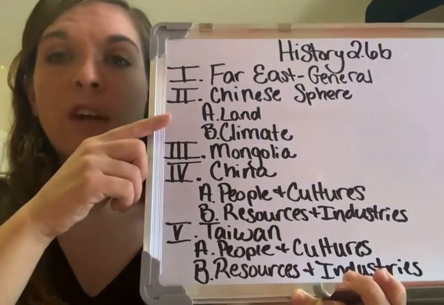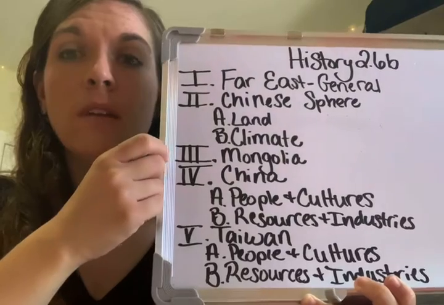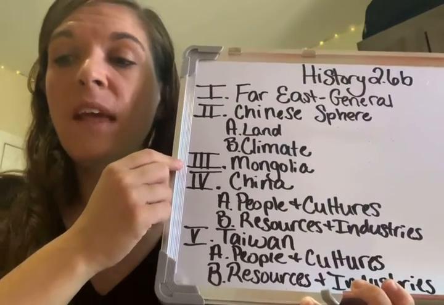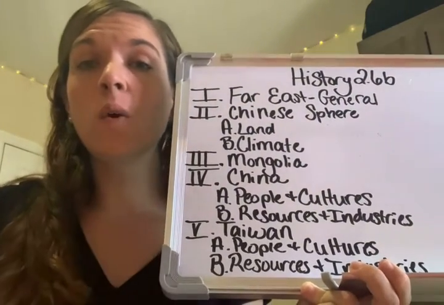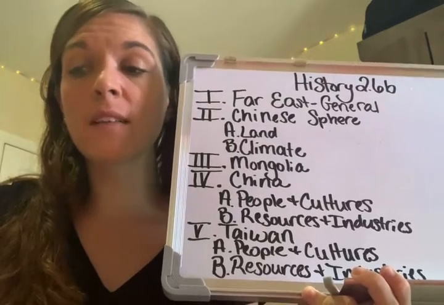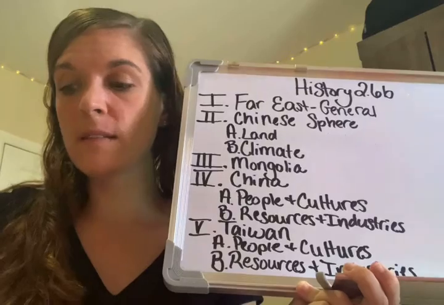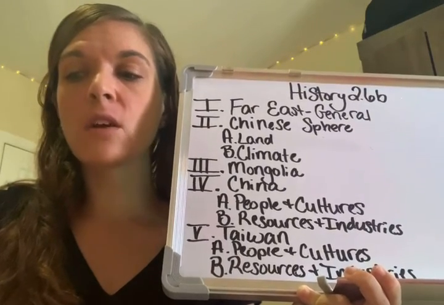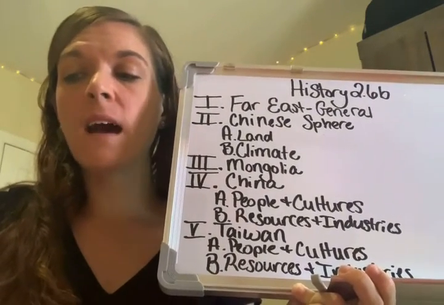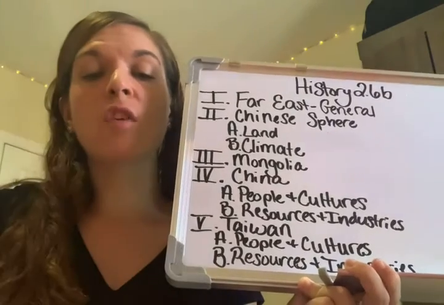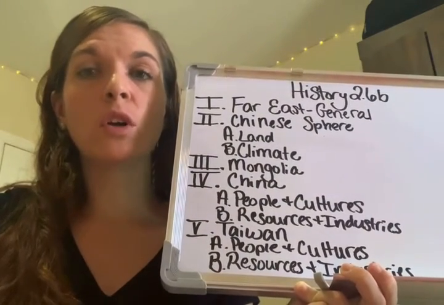After the Chinese sphere for land and climate, you have Roman numeral number 3. They don't have any specific headings under Mongolia, so I just put Roman numeral number 3. You get to decide what your letter A is, what your letter B is, what your letter C is, what your number 1 is, 2, 3, etc. There's a lot of different things to talk about here: the Mongol Empire, Genghis Khan, Marco Polo. So there's plenty of things to talk about.